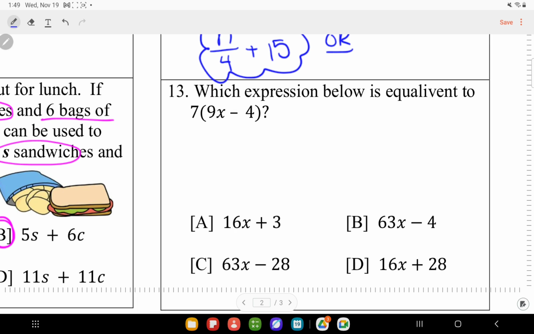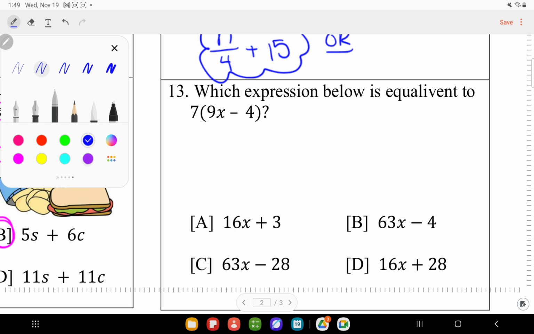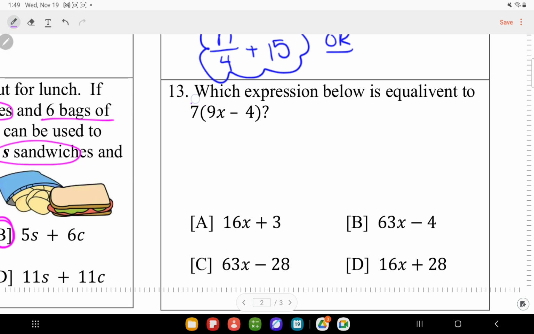Right, last but not least, which expression below is equivalent to 7 parentheses 9x minus 4? I'm going to take that 7 outside of the parentheses, and I'm going to distribute it. Exactly what my heart really wants to do when I see a number in front of parentheses. 7 times 9x, 63x, and 7 times negative 4 is negative 36. Just kidding, I just looked up for 2 seconds, negative 28.